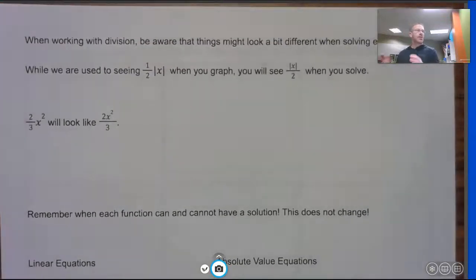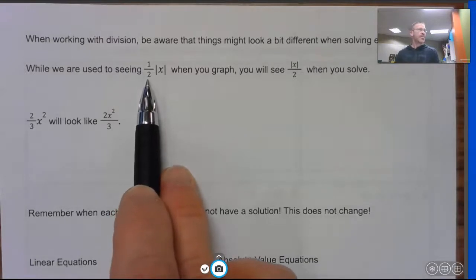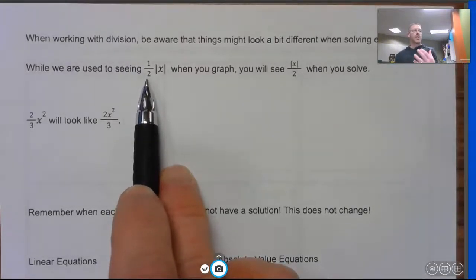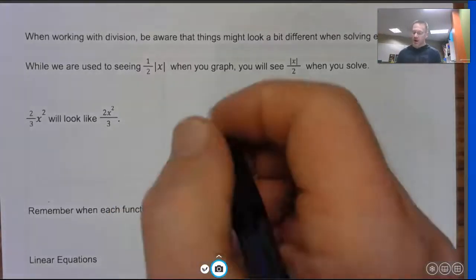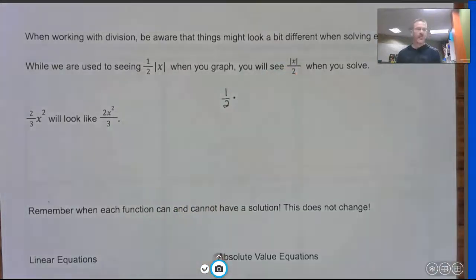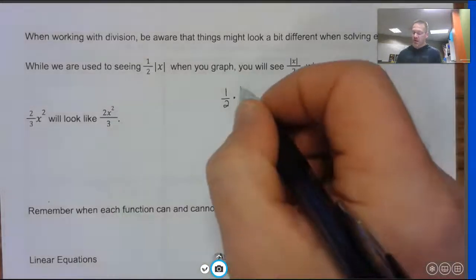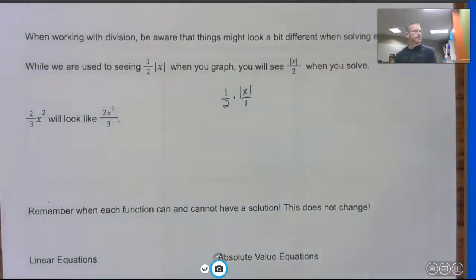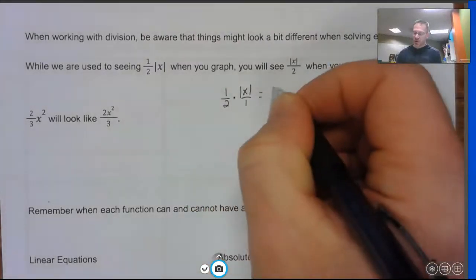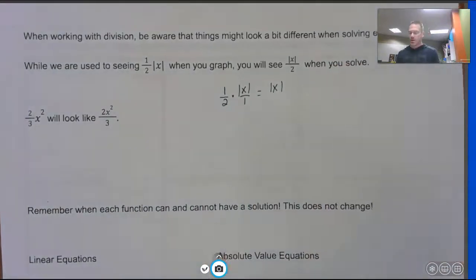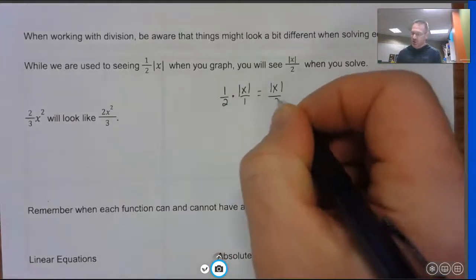Is that when we're graphing, we normally see the a value out in front like this. What happens though, a lot of times when you're solving an equation, is that instead of writing it like this, it's typically written like this, right? And this goes back to your properties of fractions. So I have my 1/2. Now, absolute value of x is really a fraction, but the denominator for absolute value of x is 1. All right, so 1 times absolute value of x. So remember, we multiply fractions, we do numerator times numerator. So 1 times absolute value of x is absolute value of x, and then 2 times 1 is 2.